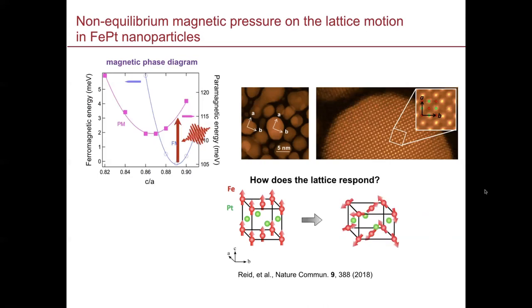So the question now would be, if we demagnetize such a system, so we go from this potential surface to this potential surface very fast, does the system start to relax and go then towards its minimum in the paramagnetic state? If this is the case, then we can use the lattice motion after the excitation to find out something about the condition during laser excitation. For instance, the motion from this C over A ratio to this would indicate, because it has to happen in a certain direction in phase space, whether there is indeed some sort of magnetic pressure happening.